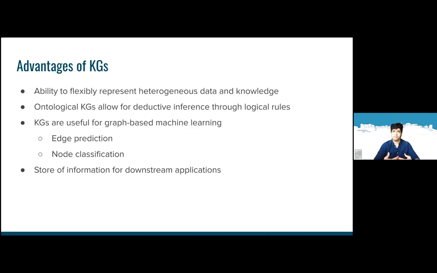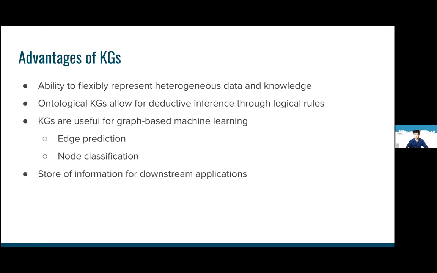More recently, KGs have been useful for graph-based machine learning, where you can use them as inputs to neural networks, and they can be used for edge prediction or node classification, which are very useful applications in life sciences. They also serve as a reliable store of information for downstream applications, tools, and APIs. These are some of the reasons why we see more adoption of knowledge graphs.